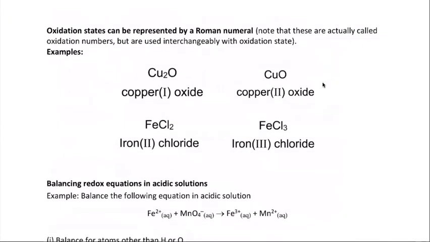That's where it talks about oxidation states can be represented by the Roman numeral. So for example, copper Roman numeral 1 oxide, that would be copper plus 1 because the oxidation state would be plus 1. Copper Roman numeral 2, the charge is 2 plus, so the oxidation state would be plus 2, etc., etc.